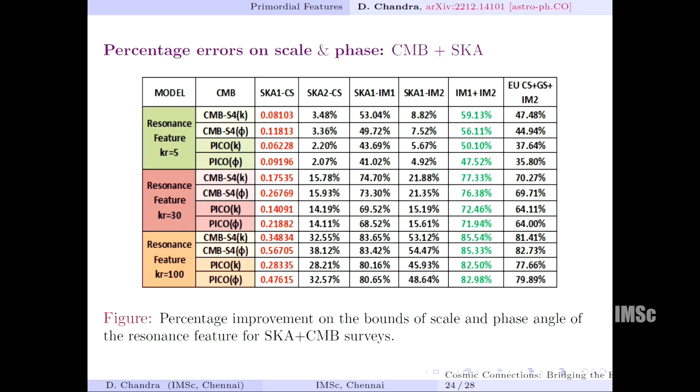Just for flavor, I have shown here that if we keep aside the SKA2 CS and SKA2 galaxy clustering survey, then on the characteristic scale and phase, the intensity mapping experiments improve the bounds far better than the galaxy clustering experiments, compared to Euclid CS and Euclid GC, along with the SKA intensity mapping survey.